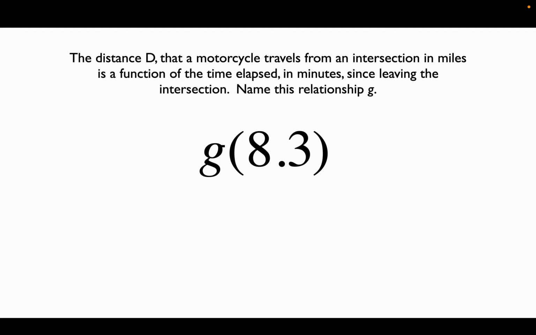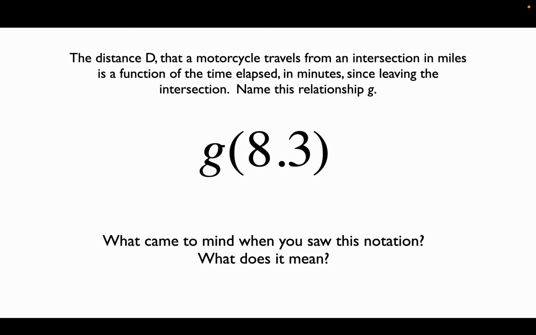But function notation, so not a multiplication just demonstrated here, but just function notation. If the name of this relationship is G, thinking about something about motorcycles and distance and time elapsed, any thoughts on what this could mean? What this expression G of 8.3 might mean relative to this situation?